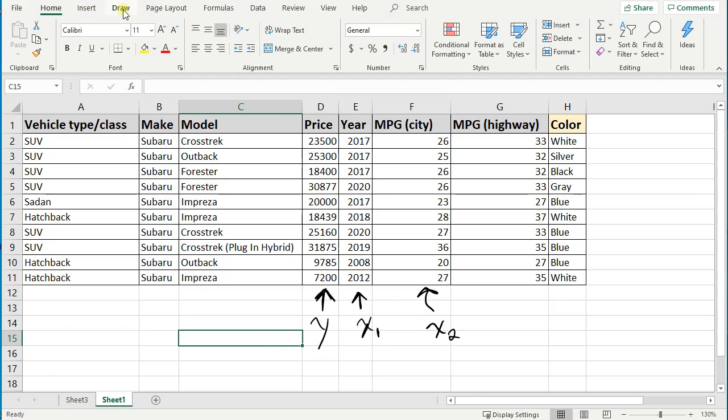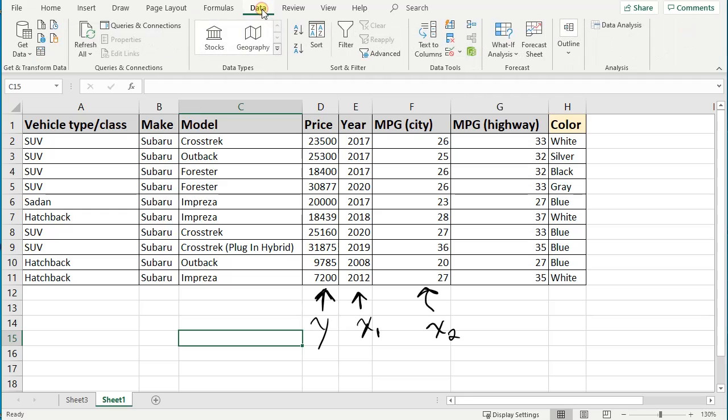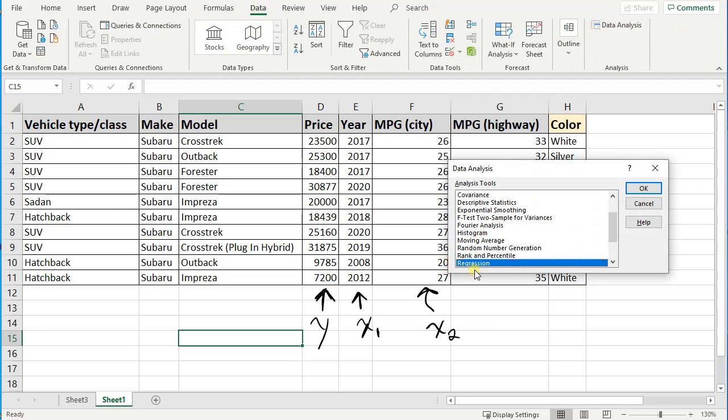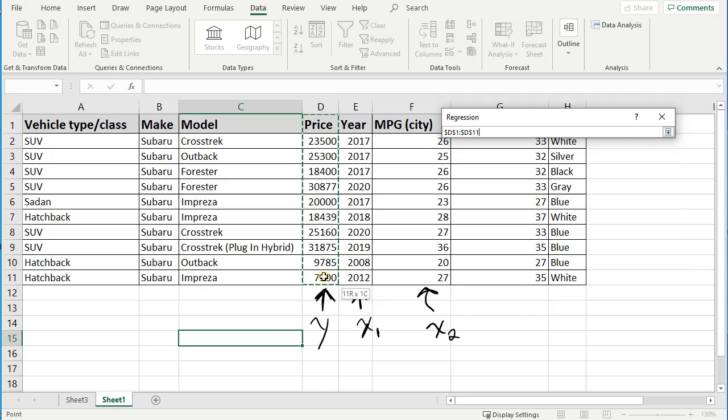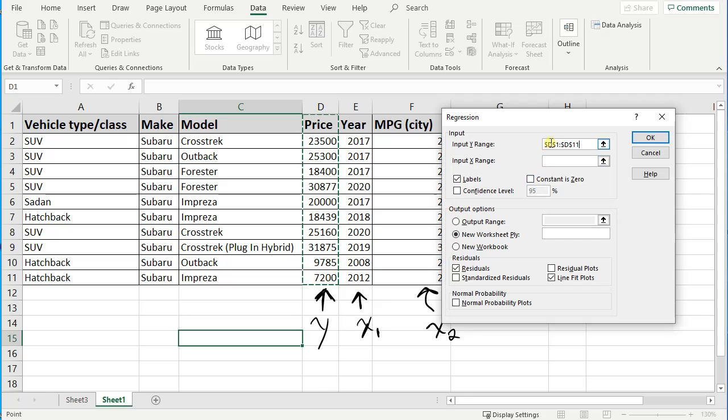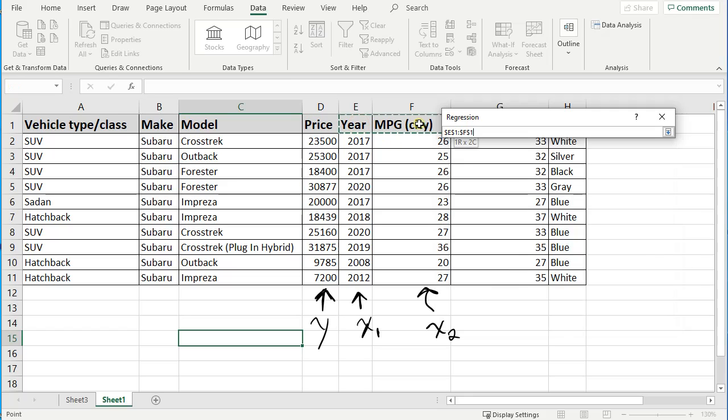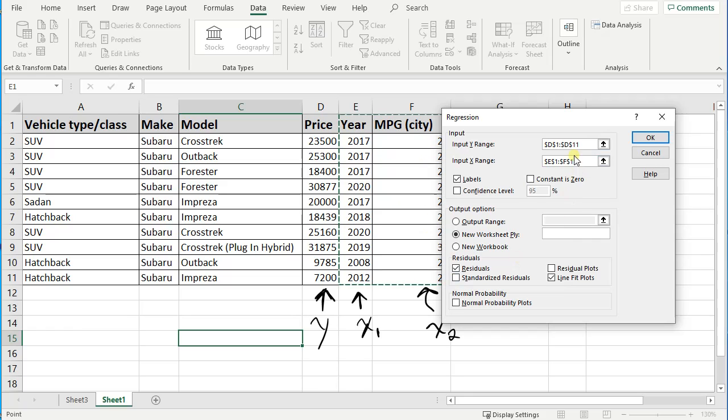Let's go to data analysis. Press on regression. Press OK. If you already have things in there, go ahead and delete them. Then make sure your cursor is in the Y range and highlight price. Drag it down. Let go. So D1 to D11. Good. X range. So hold year, go over to miles per gallon, then go down. Release.